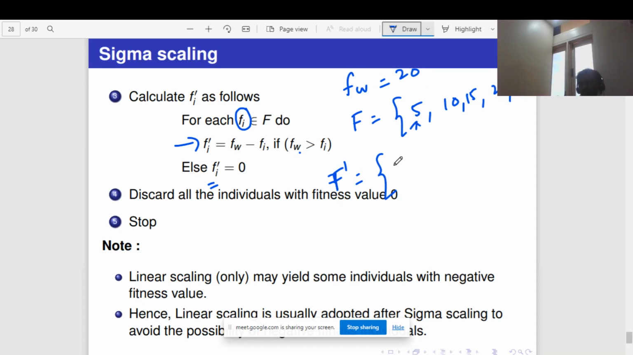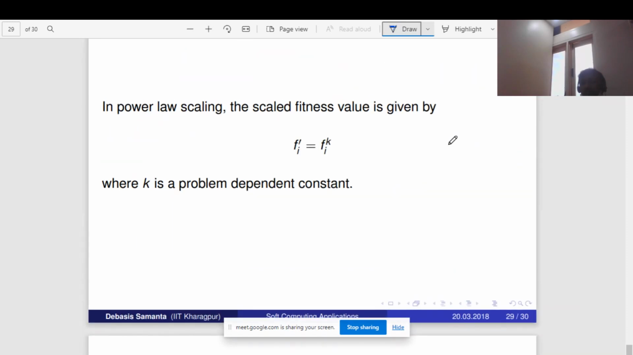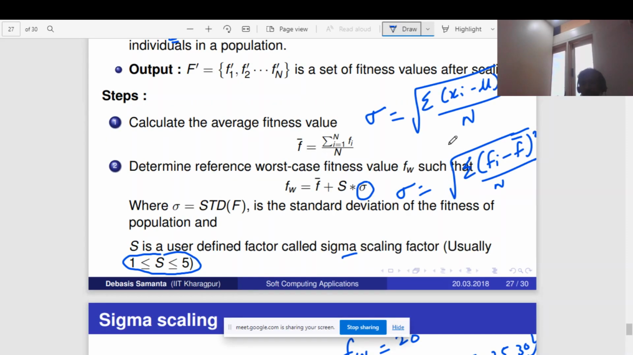So first case, Fw is greater than Fi. What will be F1 dash? 15. Second case, is it greater than? Third case, fourth case. Like this we can get F dash. So these are the scaled values for these values. It is expected that it will move towards the global maximum. So that's it about the second scaling technique, which is sigma scaling.